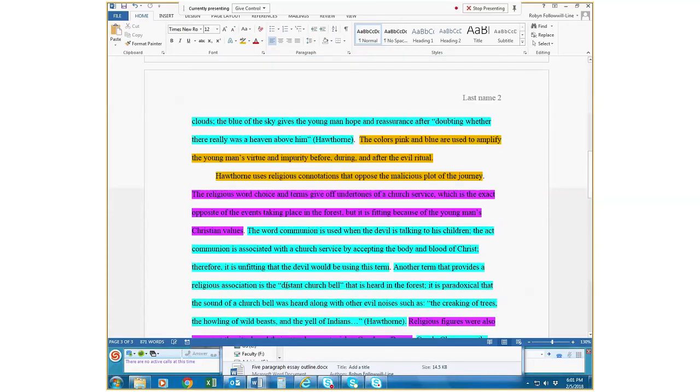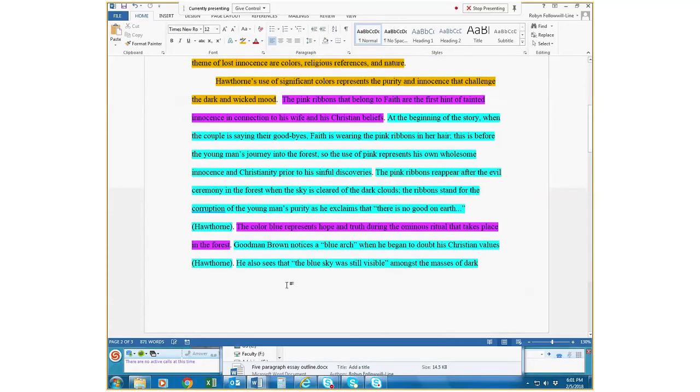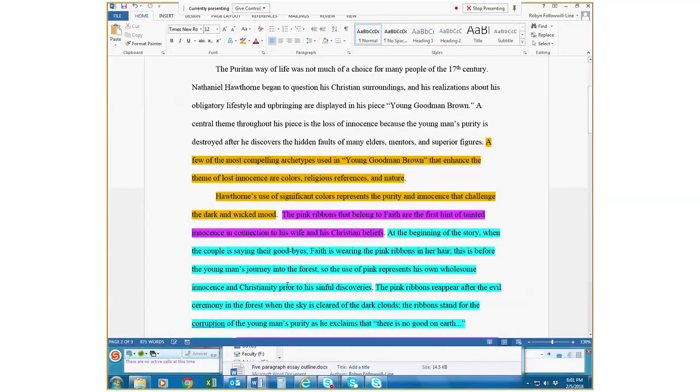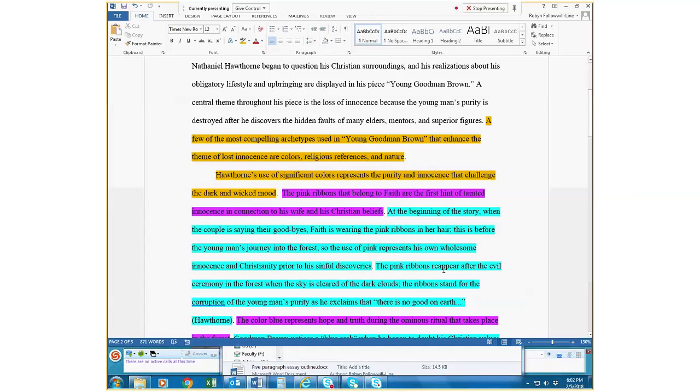So going back over this, you guys know your 5-paragraph essay format, but the things that I would definitely point out is make sure that you're tying it back. Like in this sentence, she says what the example is of pink and then ties it back. This is before the young man's journey into the forest, so the use of pink represents his own wholesome innocence and Christianity prior to his sinful discoveries, okay?